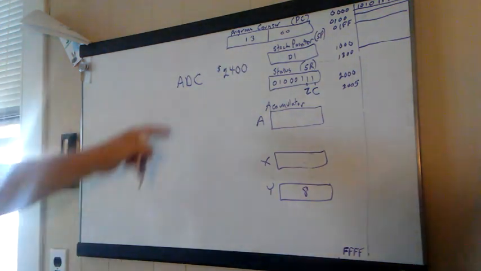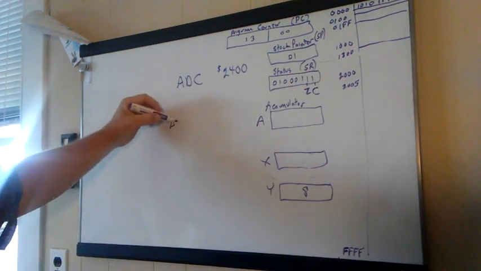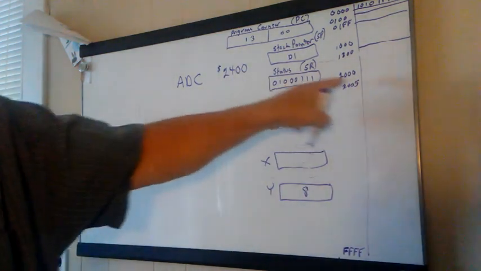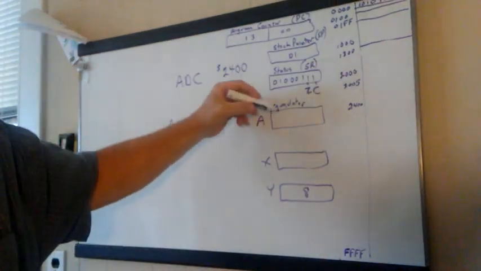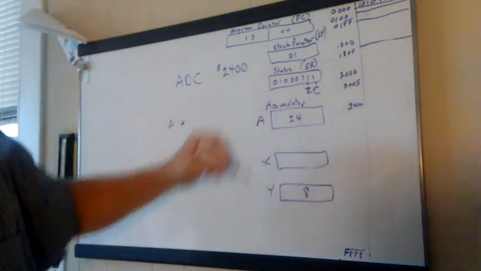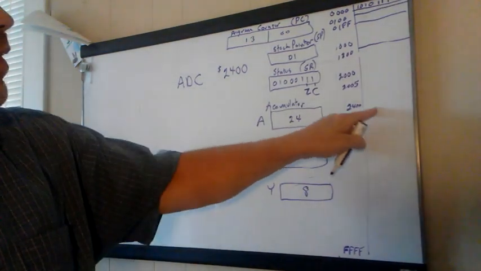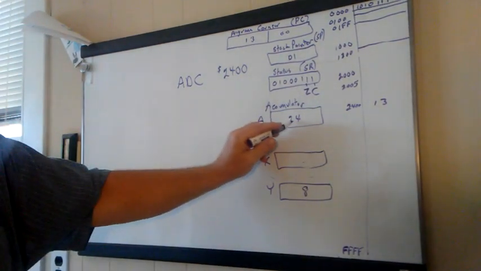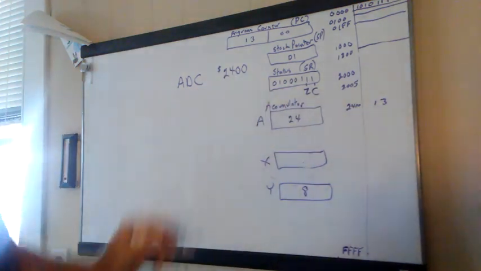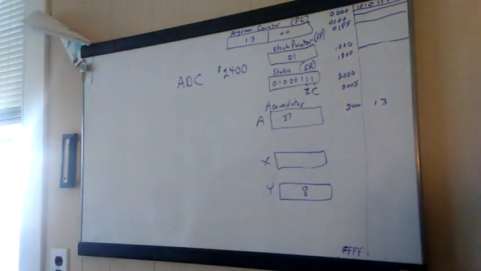2400. What this is going to do is take the current value in the accumulator, let's say A, whatever's in there, and add to it the value that's over here at 2400. So it's going to grab this value from in here. Let's say the accumulator currently holds 24 in hex, and what's over here is 13 in hex. Then you're going to add together what's in the accumulator and what's stored at location 2400. You're going to get 37, and that's going to be put in the accumulator. So the result of the add with carry is always left in the accumulator when it's done.